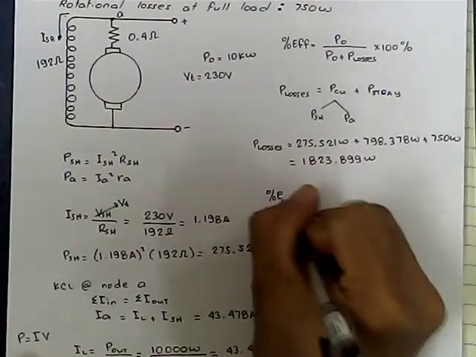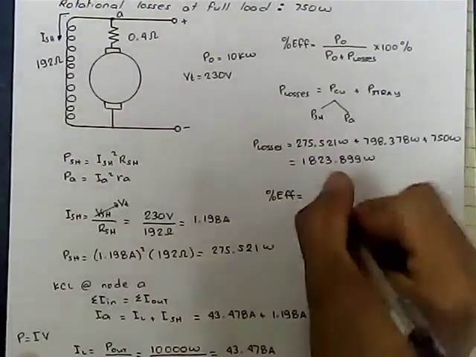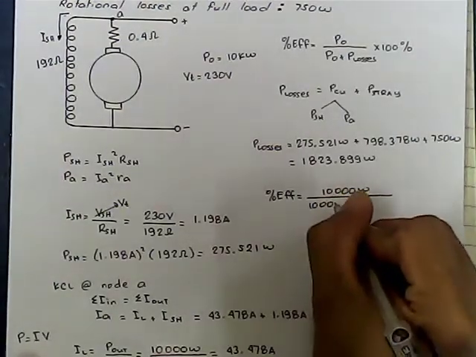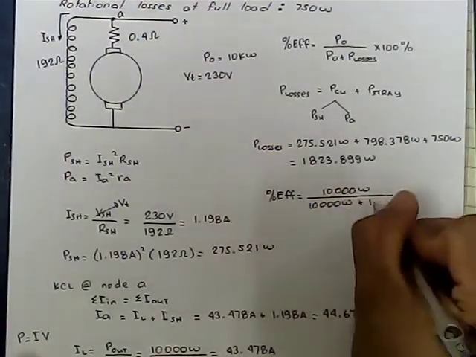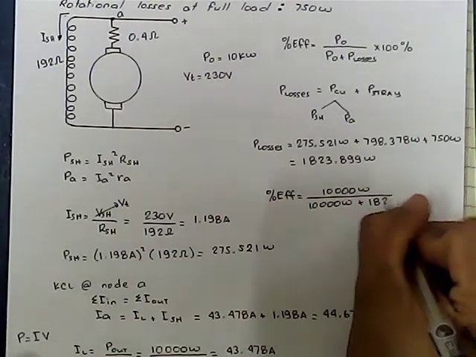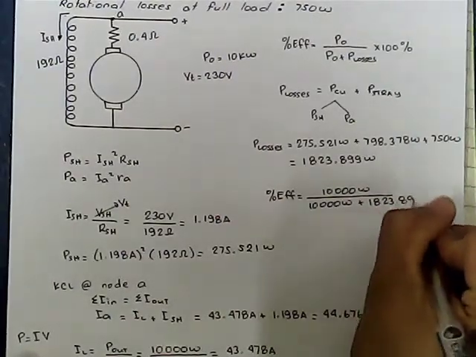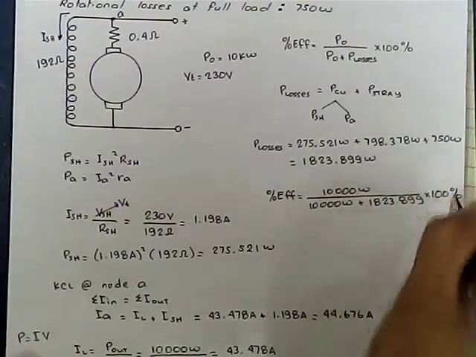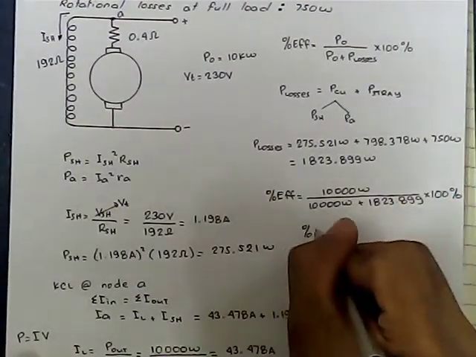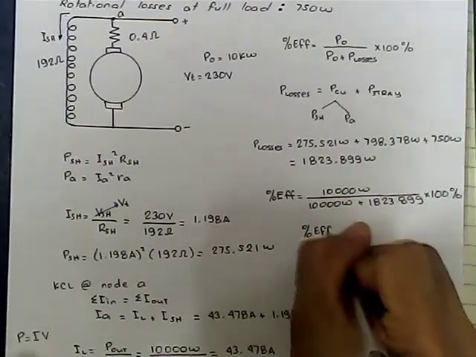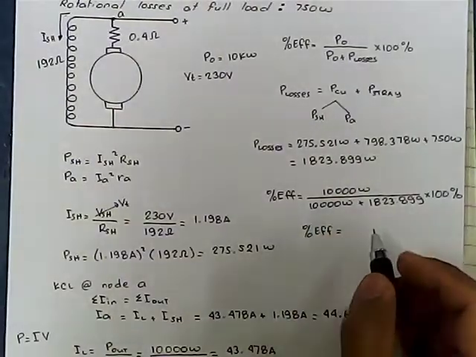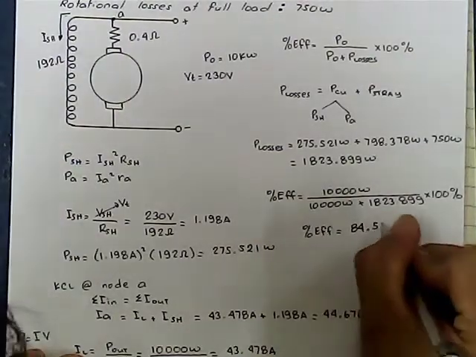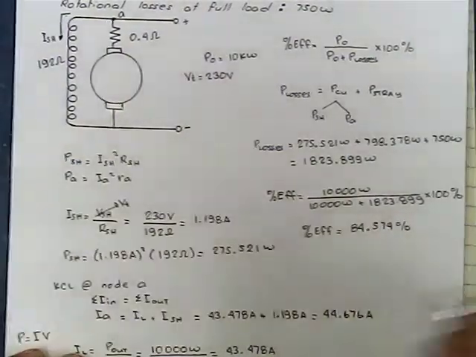Percentage efficiency equals 10,000 watts. Divide this by 10,000 watts plus 1,823.899 times 100%. Therefore, its efficiency equals 84.574%.